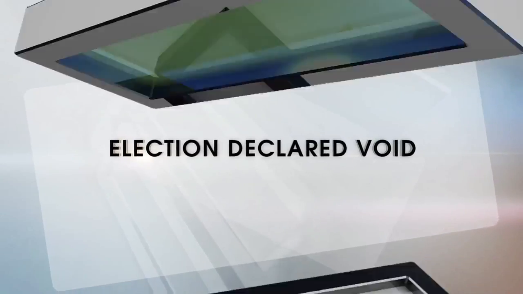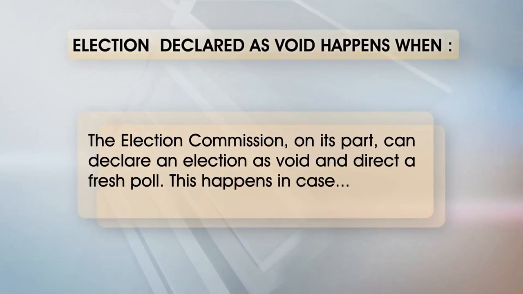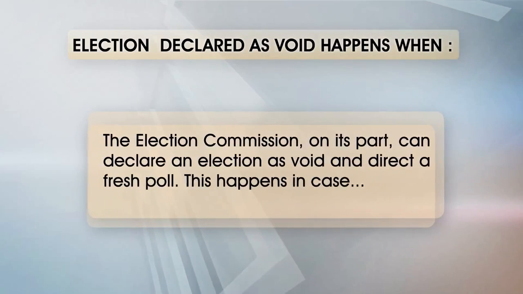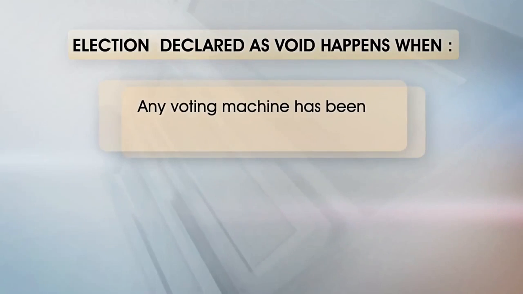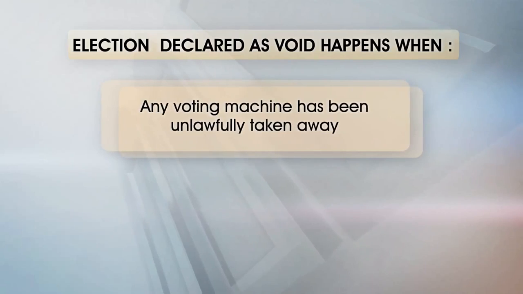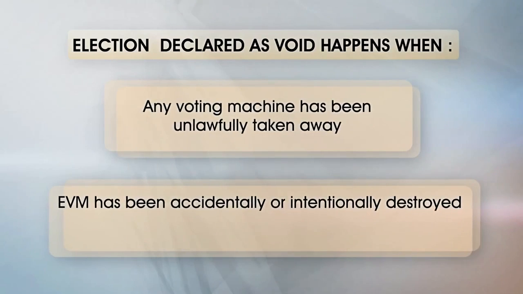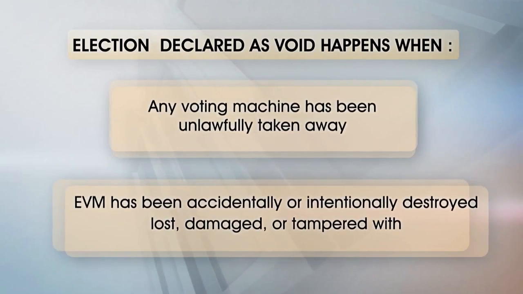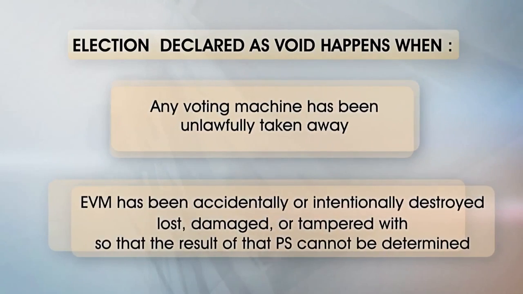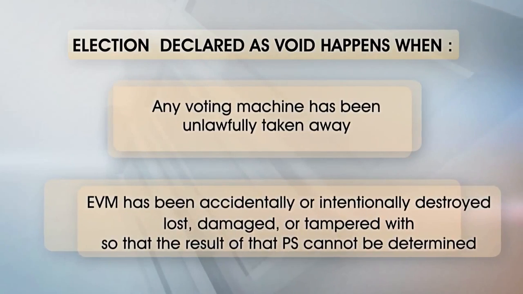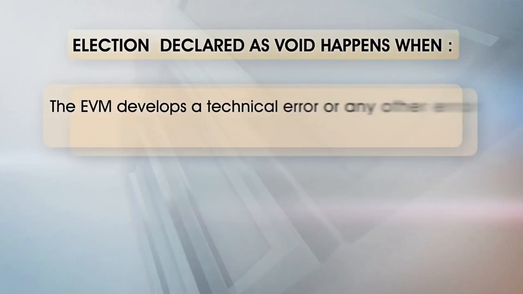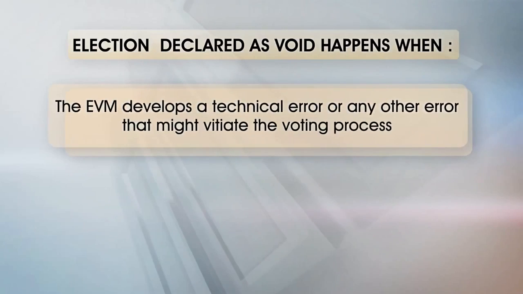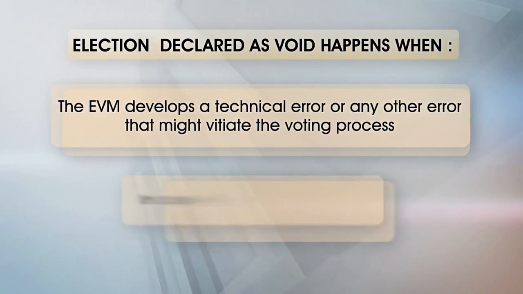Election declared void. The Election Commission, on its part, can declare an election as void and direct a fresh poll. This happens in case any voting machine has been unlawfully taken away, or an EVM has been accidentally or intentionally destroyed, lost, damaged or tampered with, so that the result of that PS cannot be determined. The EVM develops a technical error or any other error that might vitiate the voting process, or in case of booth capturing.